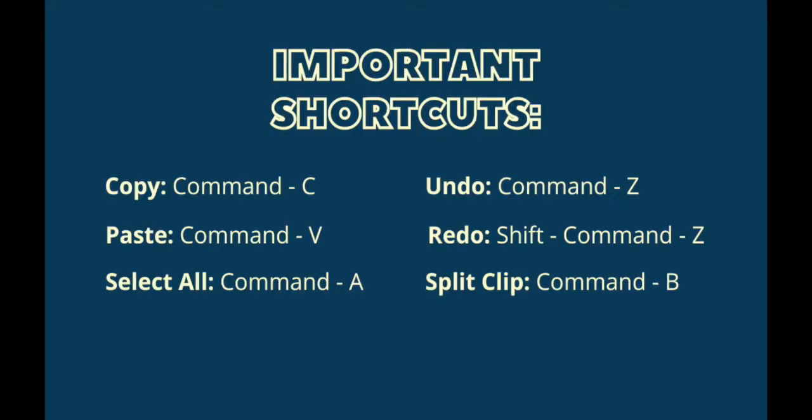Next, we'll learn about the other simple effects you can add. First, I would like to introduce you to some of the simple keyboard shortcuts that make editing easier and faster. Copy is Command C, Paste is Command V, Select All is Command A, Undo is Command Z, Redo is Shift Command Z, and as we've already talked about, you can use Command B to split a clip. Feel free to screenshot this screen to remember these shortcuts.